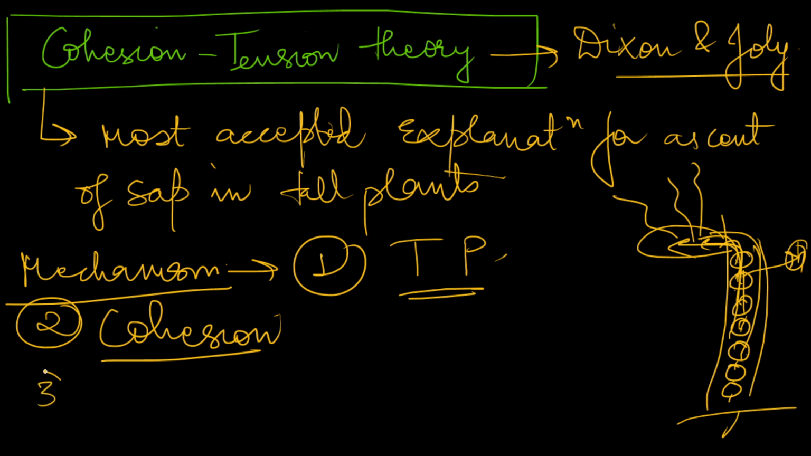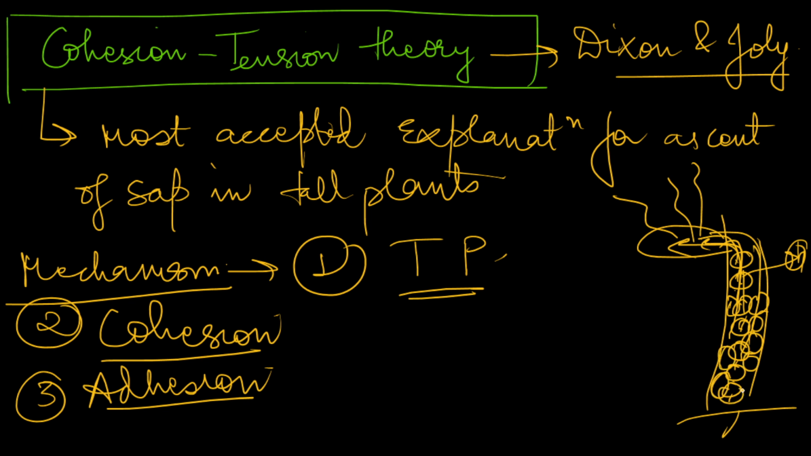Next we have adhesion. Water molecules adhere to the walls of xylem vessels, preventing the column from breaking due to gravity. Suppose these are xylem walls, so all the water molecules are adhering to the xylem walls also, so that there is no kind of breakage in the movement. There is nothing which can stop the upward movement of the water.